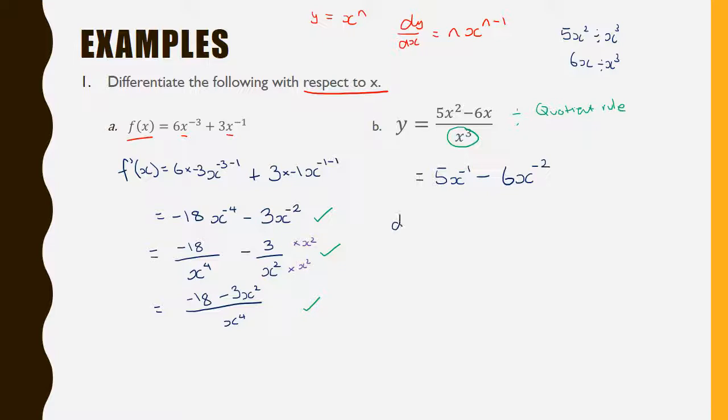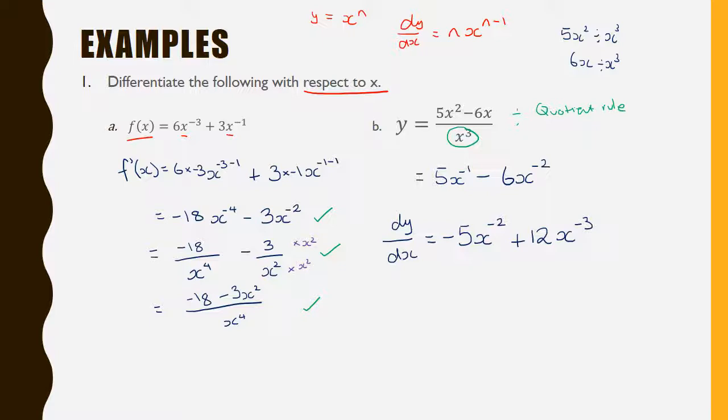To differentiate, be clear when we're differentiating we must use the correct notation, dy dx, because that matches the y that was given to start with. The derivative, I multiply by the power. 5 times negative 1 is negative 5. X to the power of, I subtract 1 from the power, giving me negative 2. I multiply by the power, negative 6 times negative 2 gives me positive 12. And I subtract 1 from the power, x to the power of negative 3.